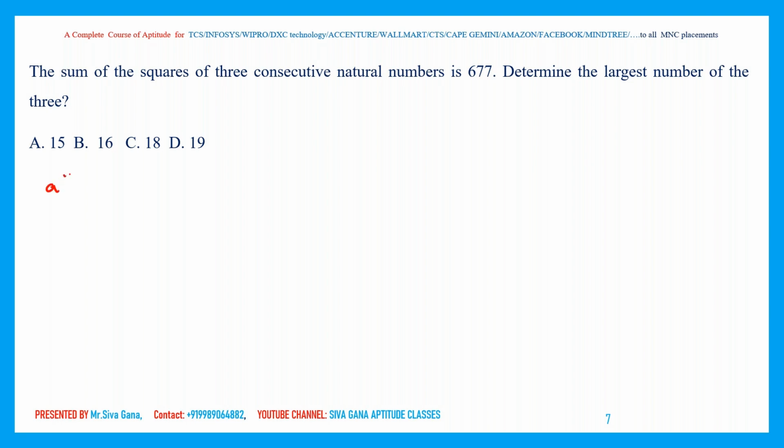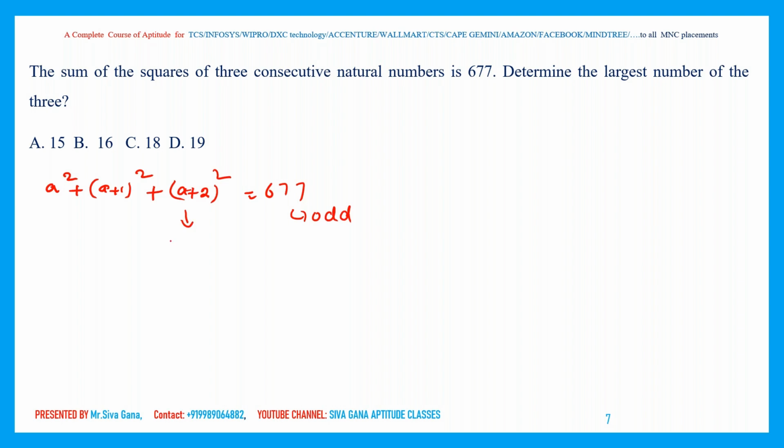Let us say the numbers are a squared, (a plus 1) squared, and (a plus 2) squared. The sum of the squares gives 677. 677 is what kind of number? Odd number. Now we have two cases.